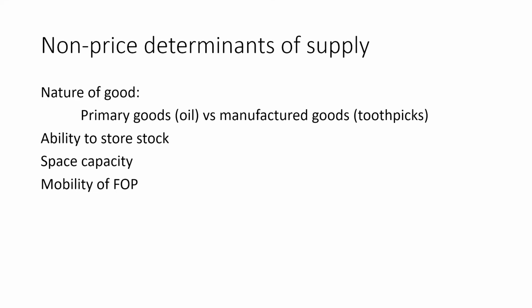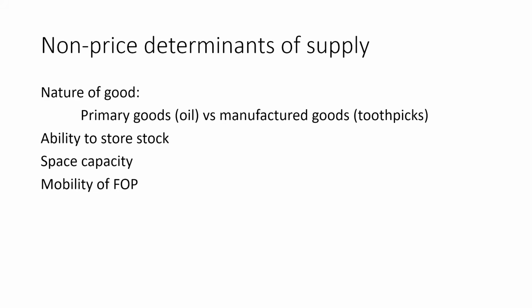For example, the nature of the good. Primary goods, such as oil, take a lot of time to make. For example, if the price for oil went up a lot, then it's going to be hard to start searching for new places to find oil under the ocean. While if you're making toothpicks, then it's pretty easy for you to start making more toothpicks because they are manufactured goods and you have almost instant access to raw materials.